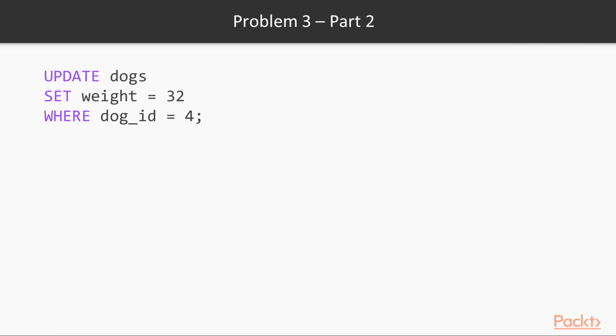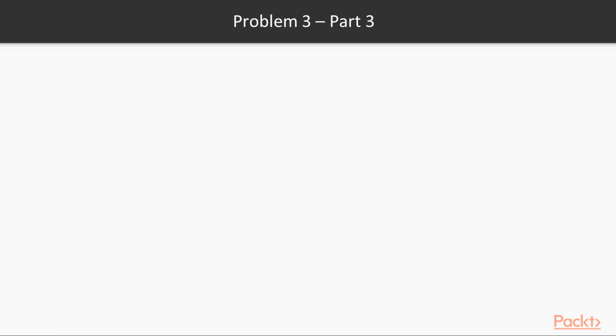You may have practiced a little bit on your own, but if you were following along exactly to all of our examples and the exercises, it would have been dog ID 4. If it wasn't dog ID 4, it's totally fine, whichever dog ID was relative to the Beethoven record. Let's take a look at part 3.